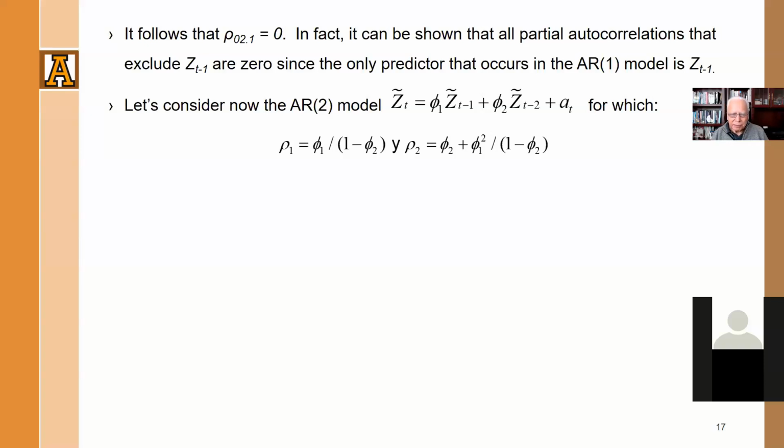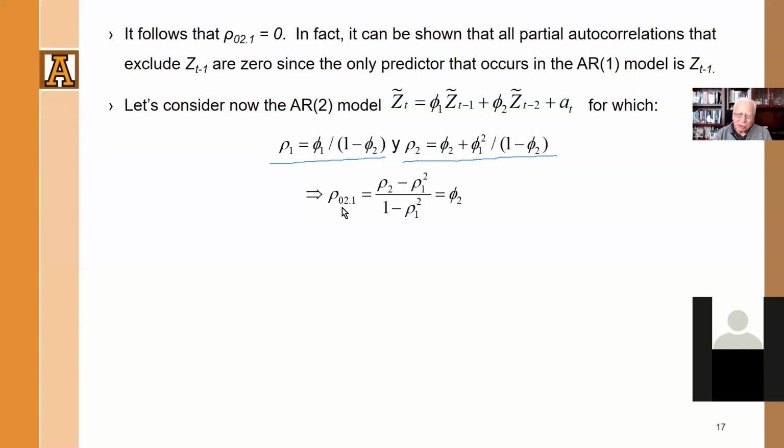Now let us consider an AR(2) model. An AR(2) model is Z_t equals phi_1 Z_{t-1} plus phi_2 Z_{t-2} plus a_t. When we looked at the AR(2) model, we saw that the first autocorrelation is computed as phi_1 divided by 1 minus phi_2, and the second autocorrelation is phi_2 plus phi_1 squared over 1 minus phi_2. That's in the slides prior to these slides here.